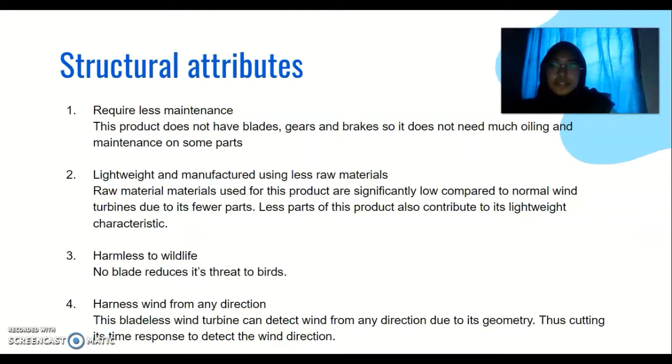The third one is harmless to wildlife. No blade reduces its threat to birds. And the fourth one is harnessing wind from any direction. Our wind turbine can detect wind from any direction due to its geometry, because it's a hollow circle. So when the wind comes from a different side, it doesn't have to move in order to detect the wind. So it cuts its response time to detect the wind direction.